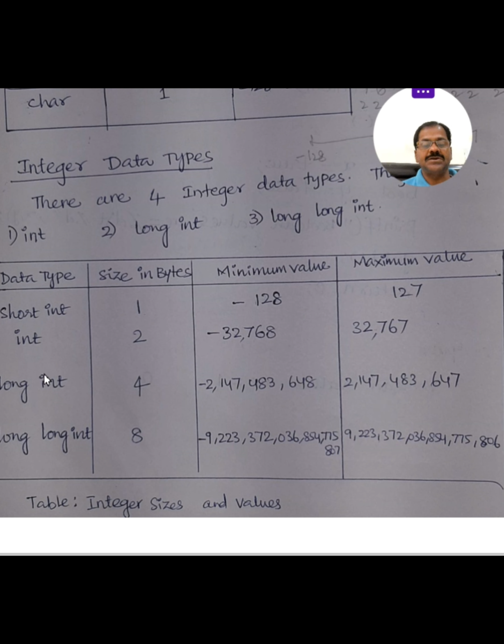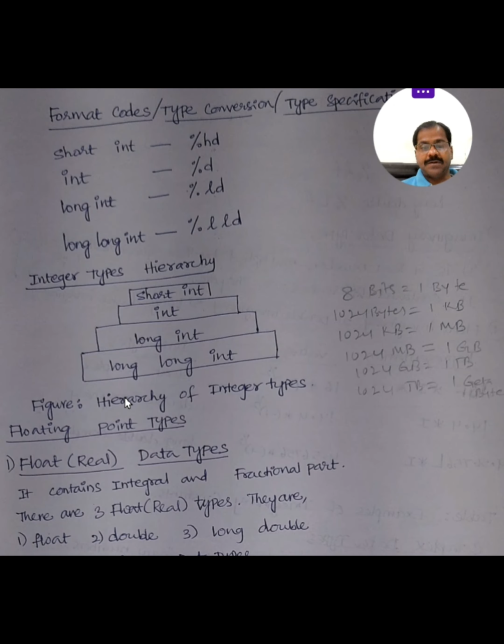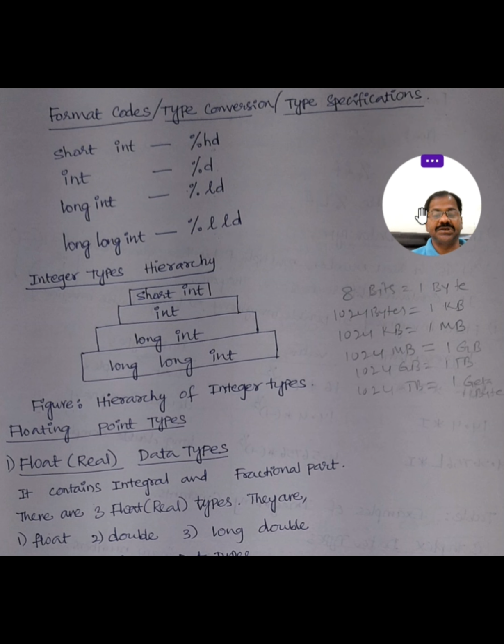So we have short int, int, long int, long long int. Okay. Next, for short int, the type specifier or format code is %hd. Here %d. Here %ld. Here %lld for long long int. Okay. Next, you see here short int %hd, int %d, long int %ld, long long int %lld. These are the format codes or type conversions or type specifiers. Okay. Next, floating point types.